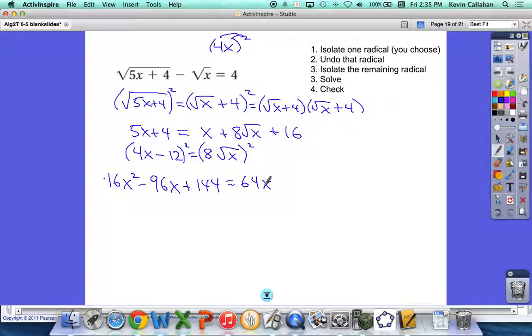So now that's a quadratic. So we need to subtract the 64x to the side. 16x squared, 64 minus 160, plus 144. Okay. And because of this 16, does it by any chance divide evenly into 160? Yes. How about 144? Yeah. So let's just divide a 16 out of everything.